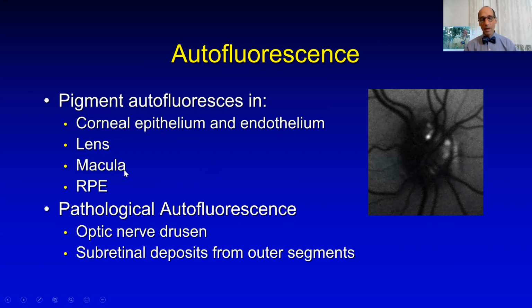The macula does have some autofluorescence in it, but hardly any. The RPE cells are your main source of autofluorescence. Then there are pathological things that autofluoresce, mostly optic nerve drusen, for which we use autofluorescence. Sometimes you look at an eye and it looks fine, you get an autofluorescence and you see optic nerve drusen. It's a nice test to confirm that. Some subretinal deposits will also autofluoresce in certain situations, such as the outer retinal segments if they deposit in the subretinal space.